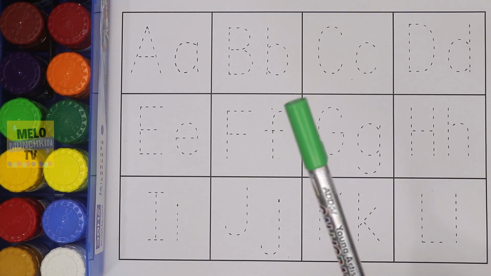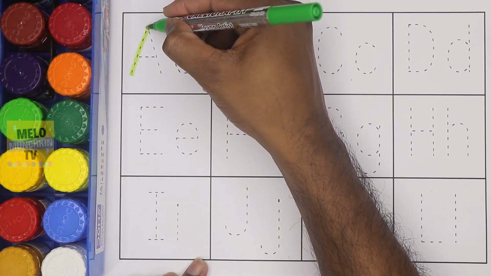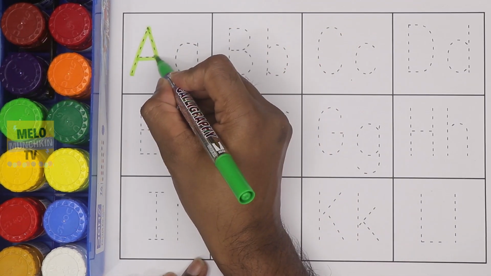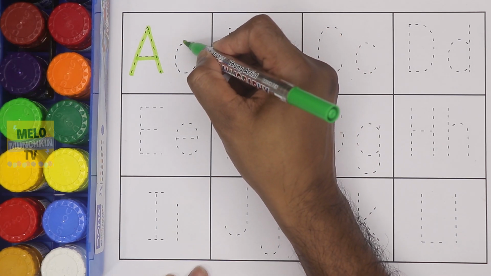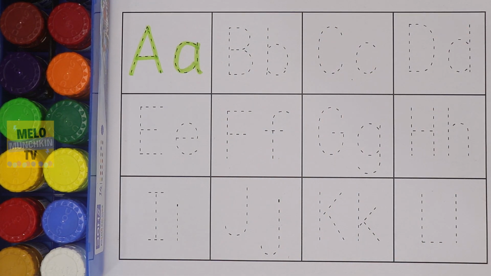So first I'll take green color to write the letter A. This is capital letter A. A for apple. And this one is small letter A. A for apple.